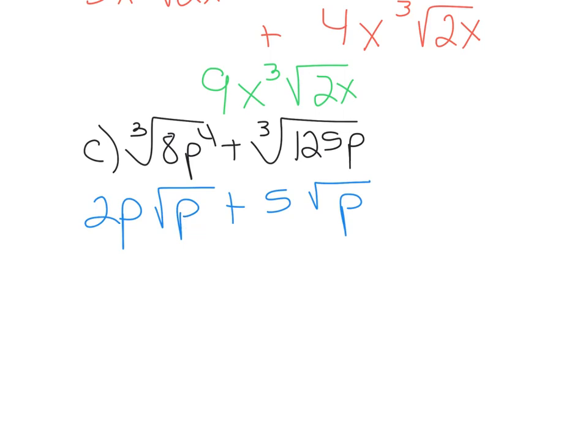So that means I can add these because they're both square root of p, but the coefficients are not like terms. I can't add 2p plus 5. So I'm done, basically. This is all I can do.